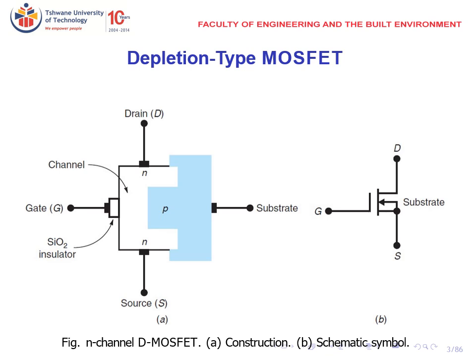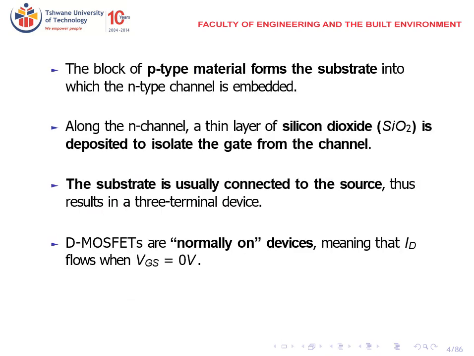These two figures show us the N-channel D MOSFET. A is the construction and B is the schematic symbol that you can use in a circuit. The block of P-type material forms the substrate into which the N-channel is embedded. Along the channel, a thin layer of silicon dioxide, SiO2, is deposited to isolate the gate from the channel. The substrate is usually connected to the source, which results in a three-terminal device.